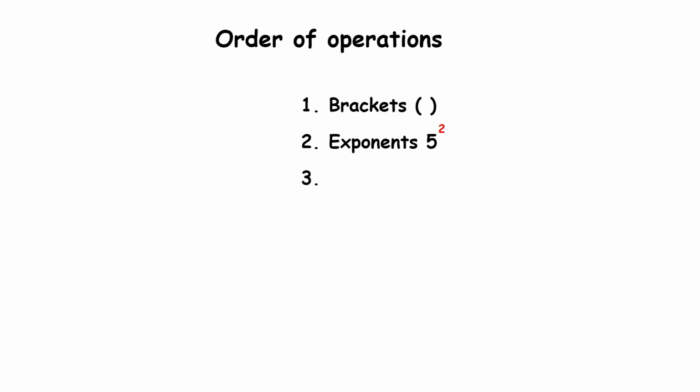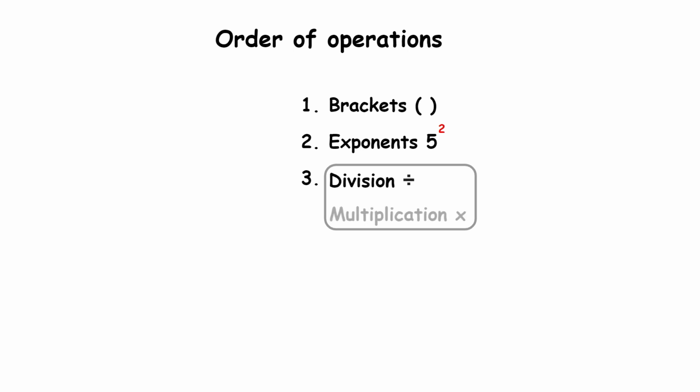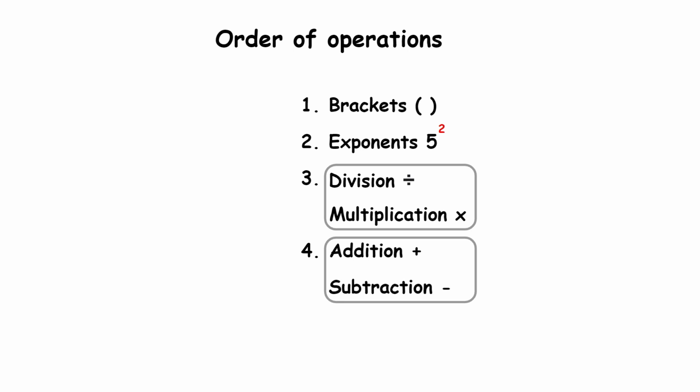Third on the list is shared by two operations, division and multiplication. Now, if your problem has both of these operations, you need to solve whichever operation is furthest to the left first. And fourth on the list, which is also shared by two operations, addition and subtraction. Now, just as with multiplication and division, if your problem has both of these, you should first solve whichever operation is furthest to the left.